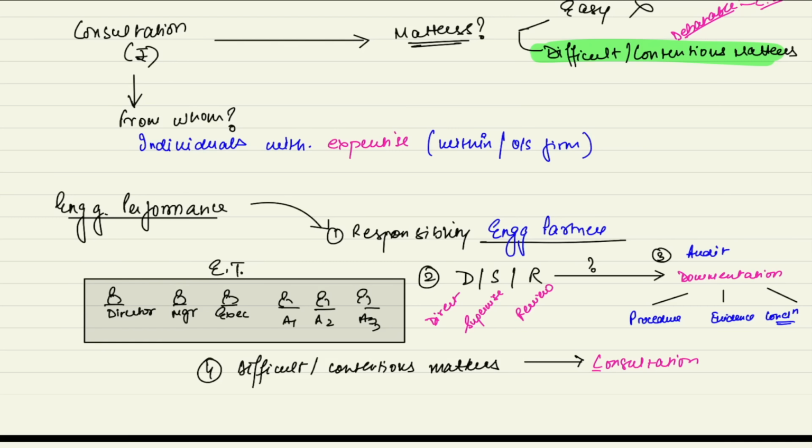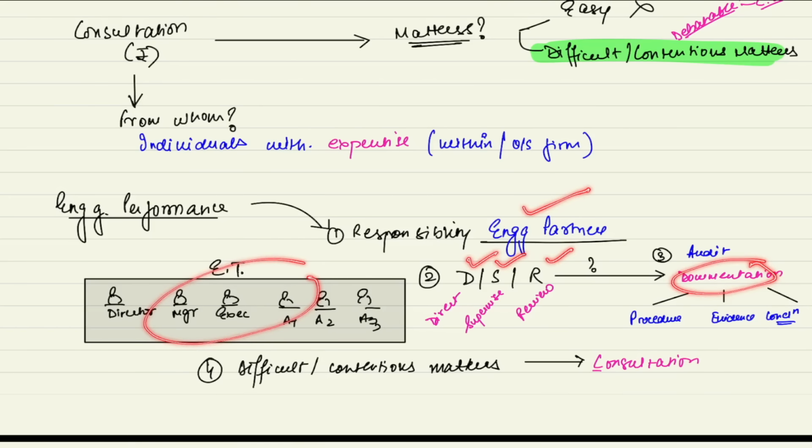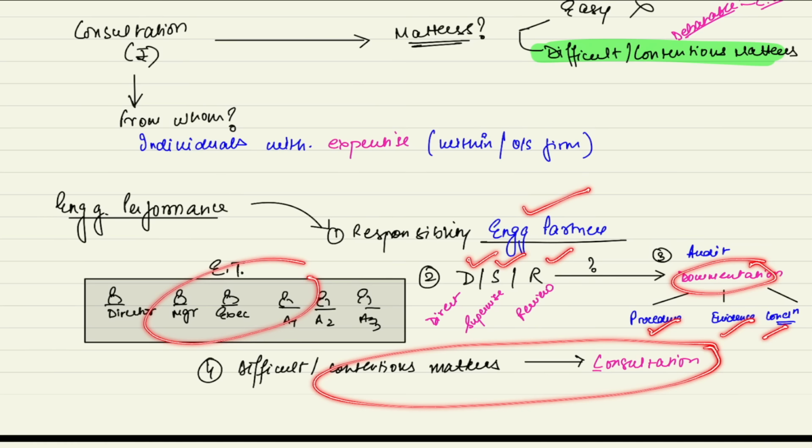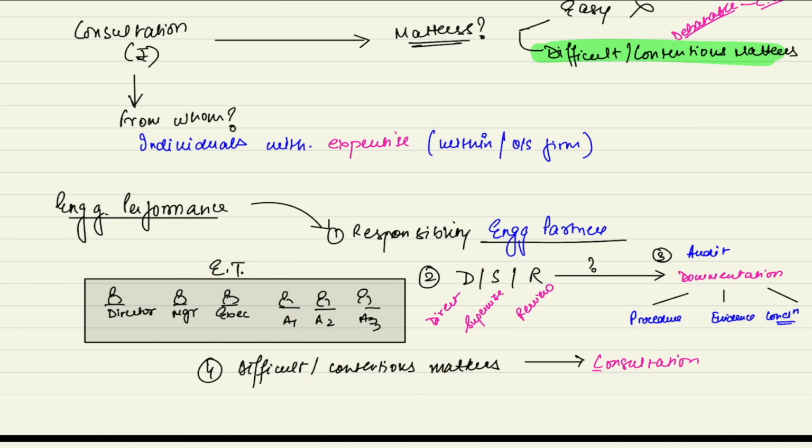Everyone look at the board. Responsibility with the engagement partner. Who does the work? Engagement team. So he has to direct, supervise, and review the documentation, which involves procedures, evidence, and conclusion, and last, consultation on difficult and contentious matters.